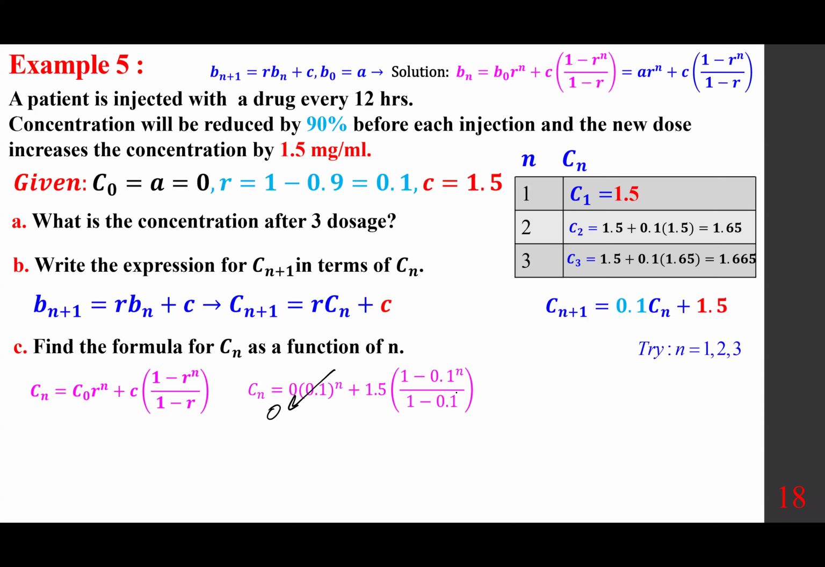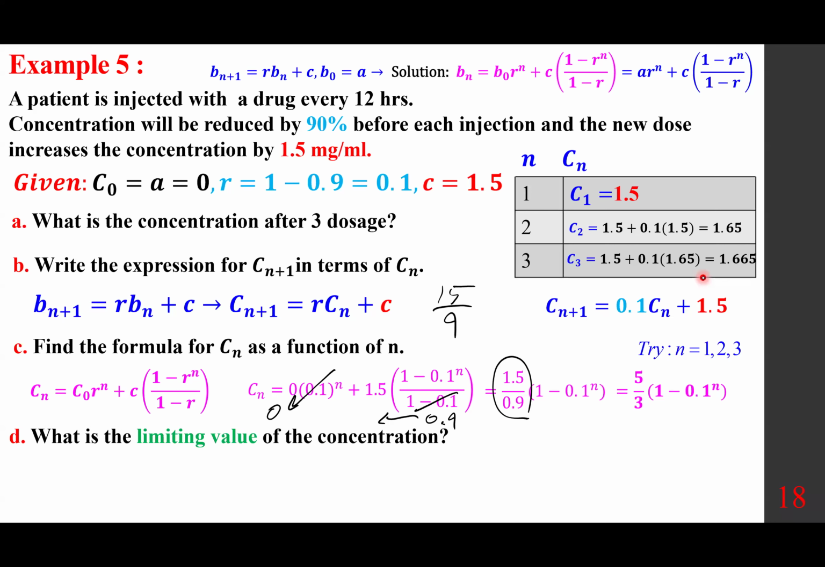Obviously, this goes to 0. 1 minus 0.1 is 0.9. We put it underneath 1.5. This is 15 over 9, or 5/3. And again, if you try n equals 1, 2, 3, you get the same answers that you got in this table.